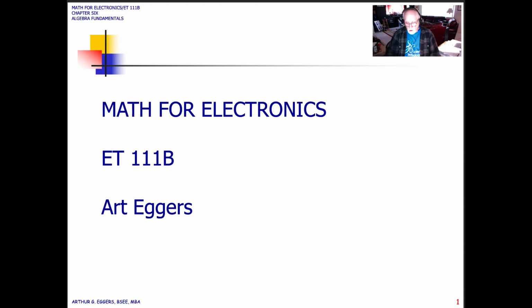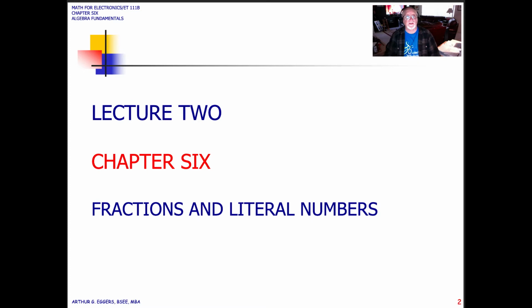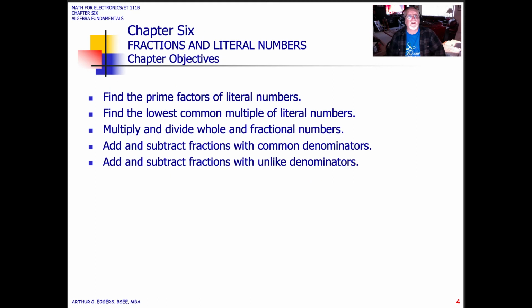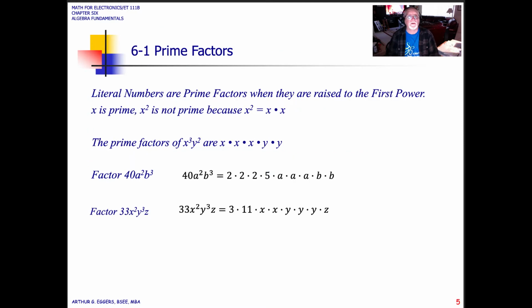Okay, so here we are on to Chapter 6, Section 2, Fractions and Literal Numbers. So we're continuing to build on the information that we've learned in the previous sections using prime factors and common denominators and common multiples, and continuing to learn how to use our operators, add, subtract, multiply, and divide on these fractional values. Okay, the objectives: factors, common denominators, operators.